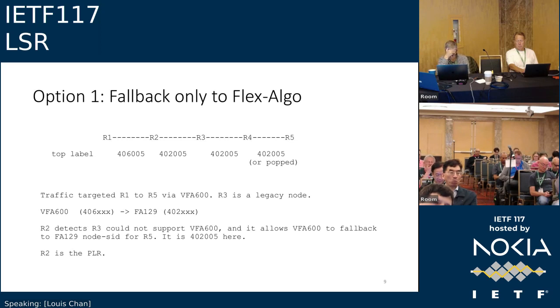So here R1 is sending traffic to R5, and R3 is the one that does not support the new VFA, right? This offset, right? So R3 does not understand VFA. It only understands flex algo 129. It does not understand VFA 600. So when R1 sends the packet out, R2, because it knows that R3 does not understand VFA, will swap the labels back to FA 129 labels. But 406 becomes 402. Subsequently, when the traffic goes along, it will use only 402. That means it's only flex algo 129. So this one loses some of the information, but it's compatible. This is the mandatory method. We think this is easy to implement.